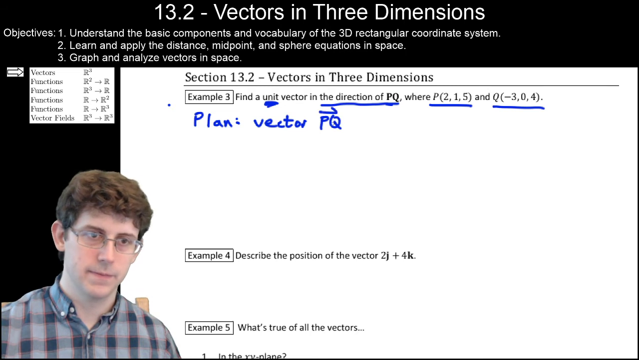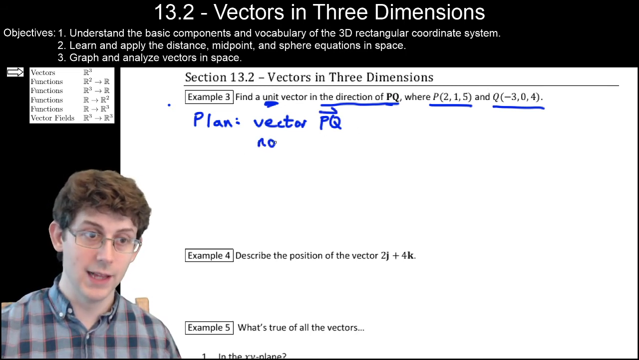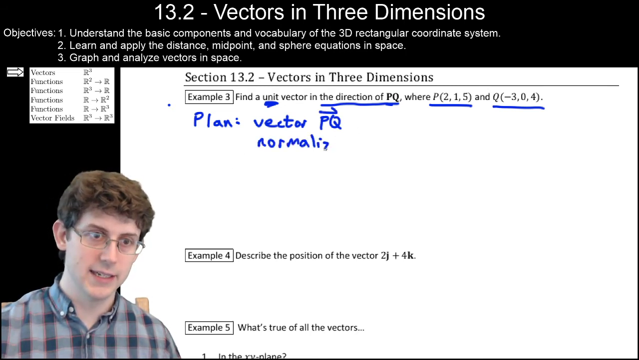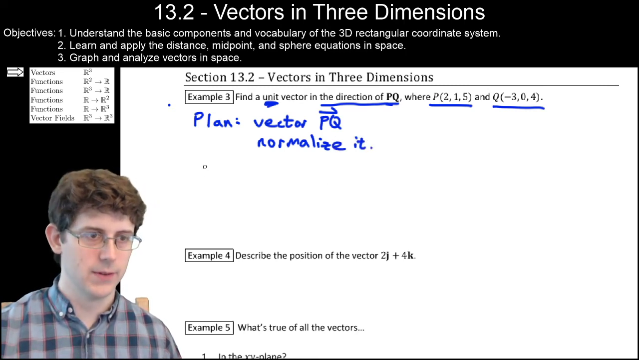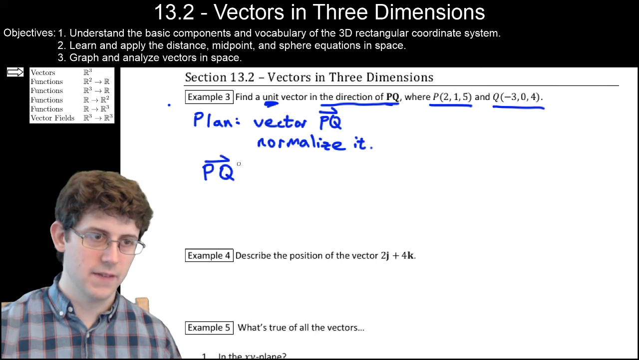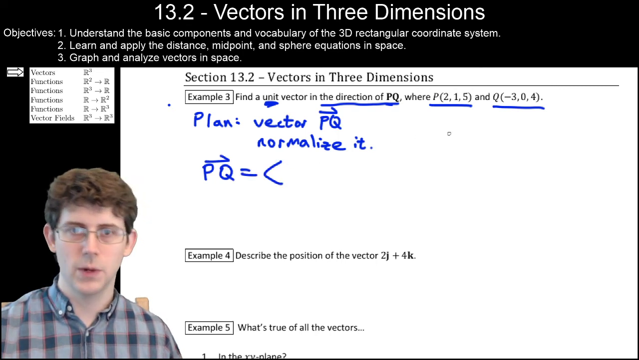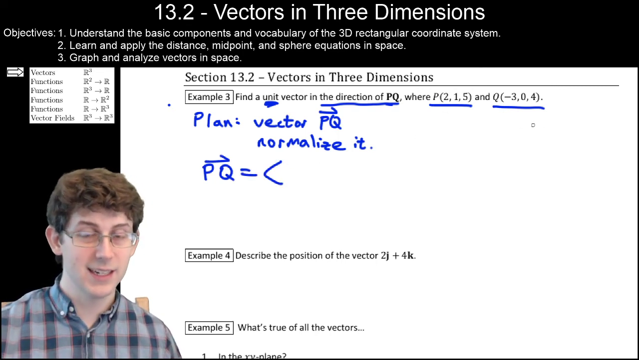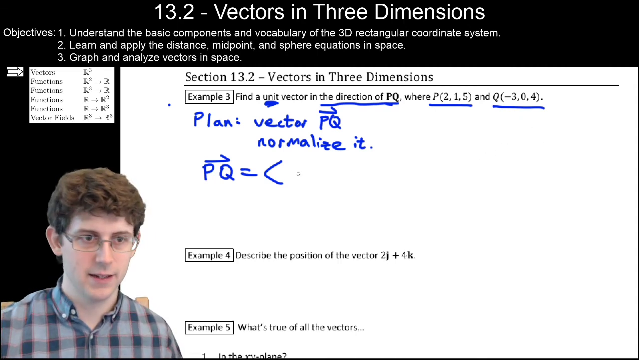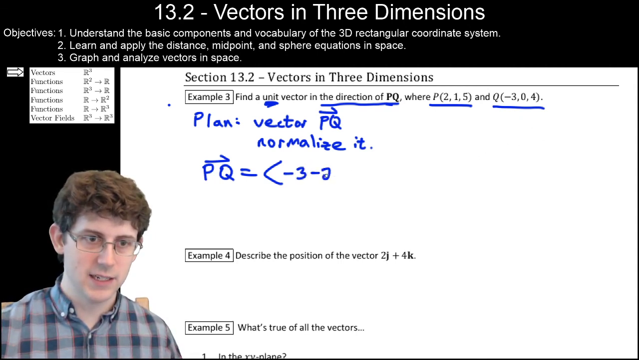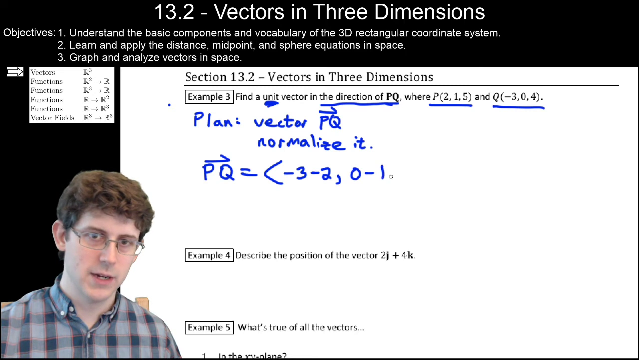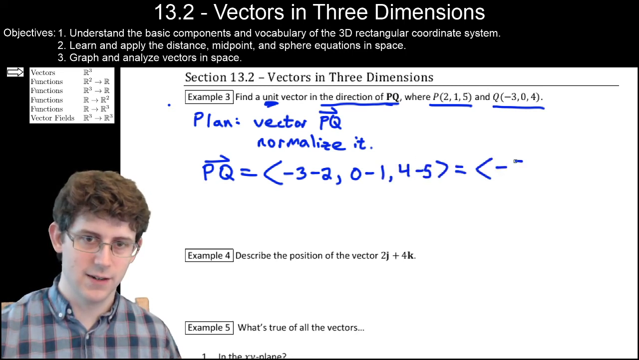PQ, then normalize it. And normalizing it means making it so that it has length 1. So let's get it. PQ, the vector, is a vector where you do the difference of all the components, and you always do end minus start. So we've got -3 minus 2, 0 minus 1, and 4 minus 5. So this vector is the vector -5, -1, -1.